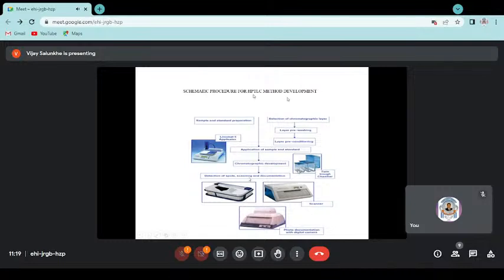Method development, that means what? We have to develop so that we can get exact peaks. If there are several constituents in only one extract, then we can get exact peaks.